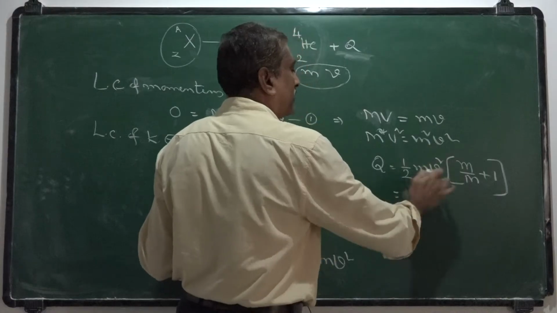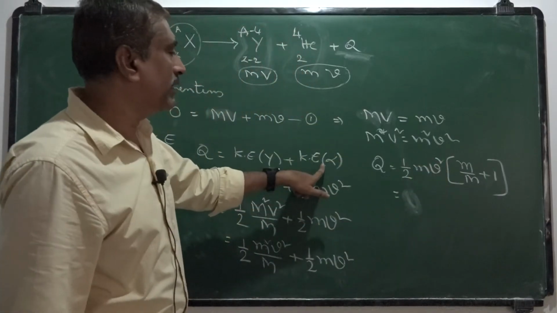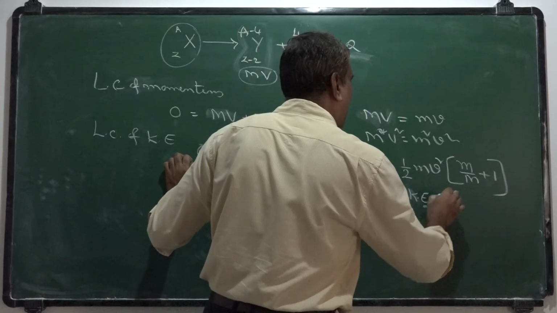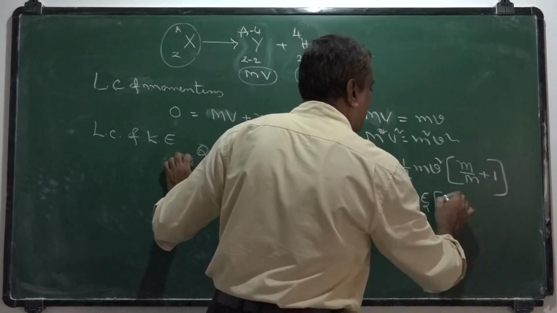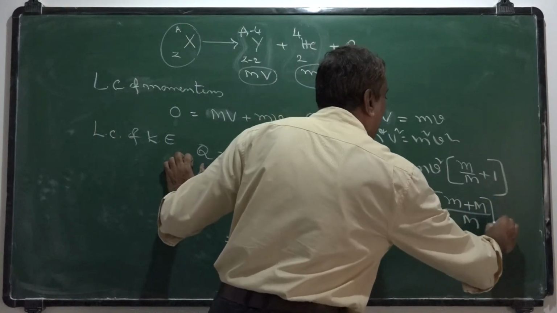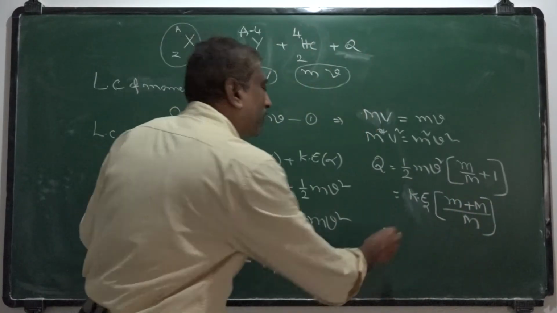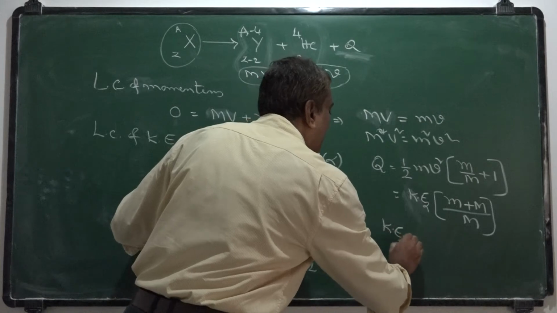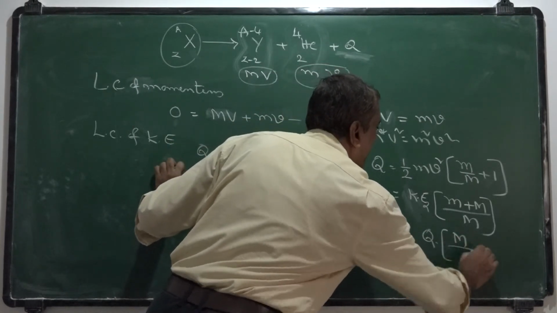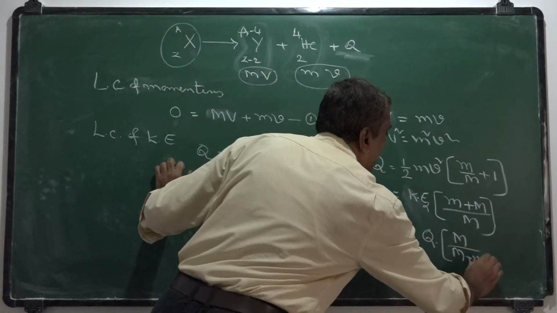What is half MV square? This is the kinetic energy of the alpha particle. So Q equals KE of the alpha particle into small m plus capital M by capital M. Therefore, the kinetic energy of the alpha particle is Q into capital M by capital M plus small m.